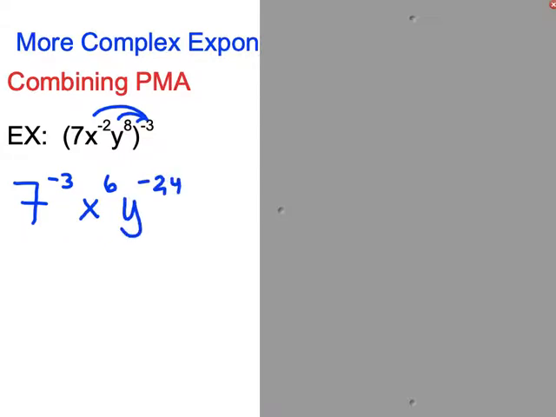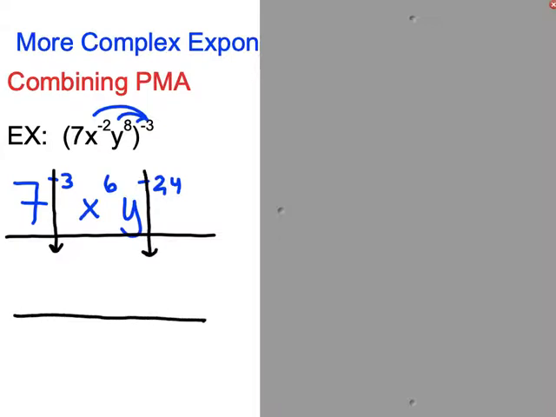Now, unlike last problems, we actually have two values that have negative exponents: the 7 and the y. So 7 to the third is going to go in the denominator, and 7 to the third in our calculator is 343.